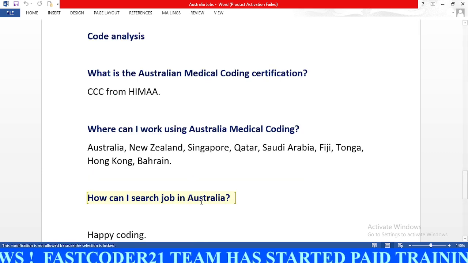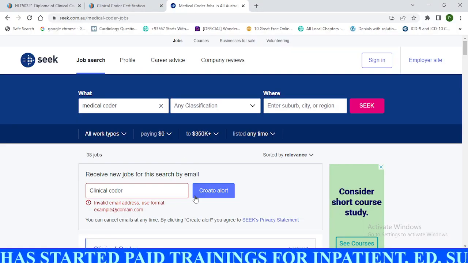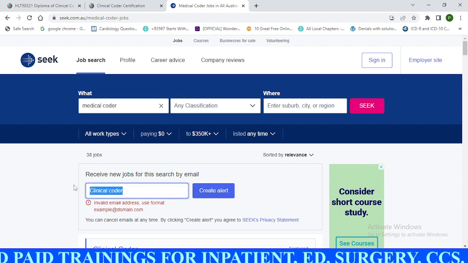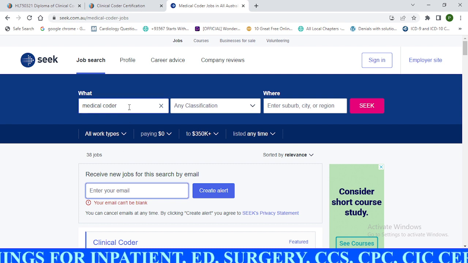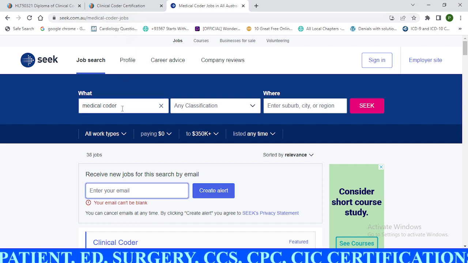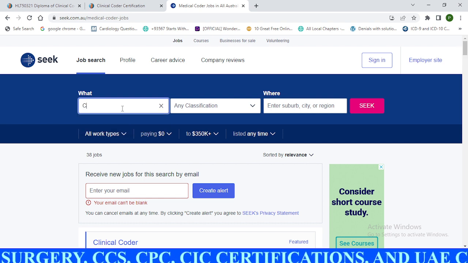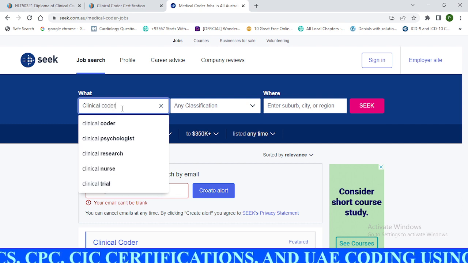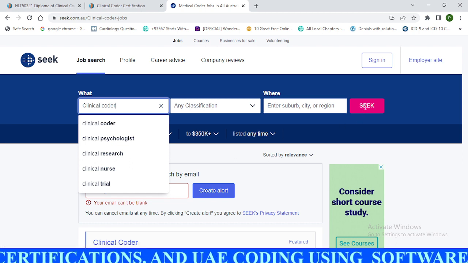Now we can see how to search for a job in Australia. In order to find a clinical coder job in Australia, you need to open the website seek.com.au. Here you enter medical coder job. Usually in Australia they call it clinical coder, so here we will enter clinical coder. This website is seek.com.au.